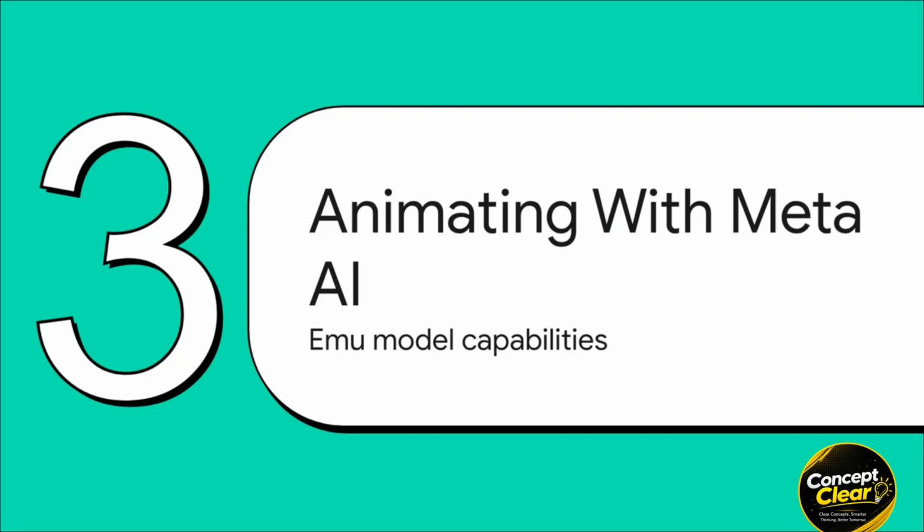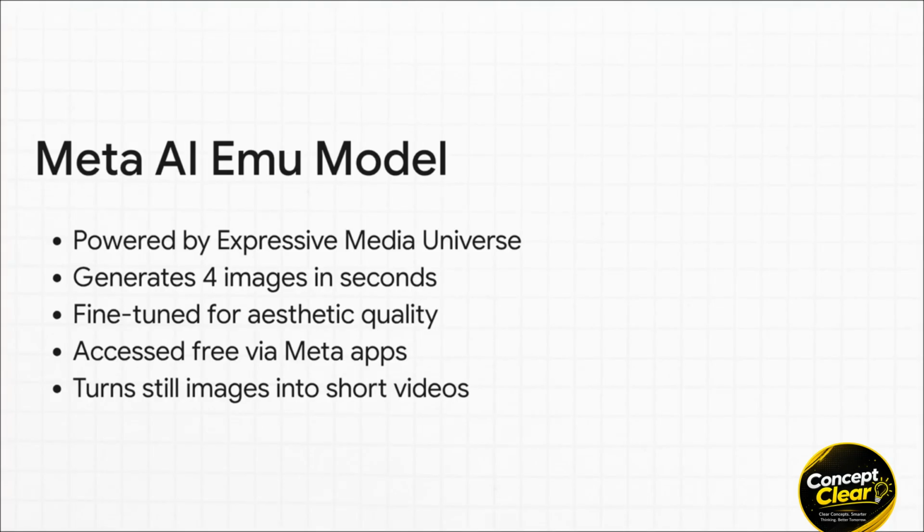Section 3. Animating with Meta AI. Let's really explore the capabilities of this EMU model. Meta's EMU model, which, by the way, stands for Expressive Media Universe, is heavily optimized for speed and aesthetic quality. That makes it the absolute perfect free engine for generating our scene graphics. It can spit out a grid of 4 highly detailed, photorealistic images in just 2 to 4 seconds.